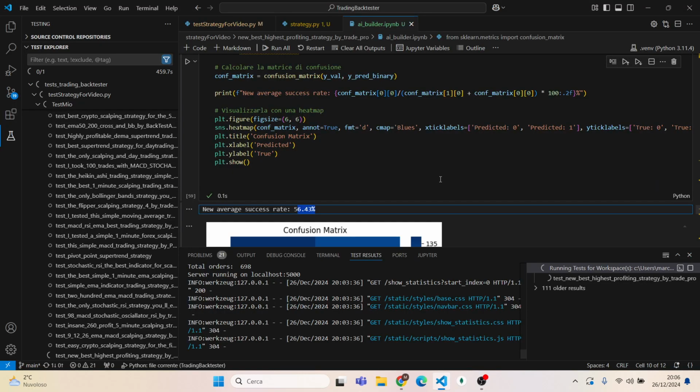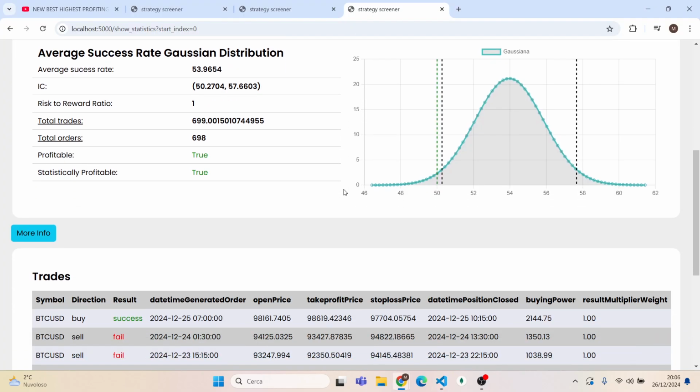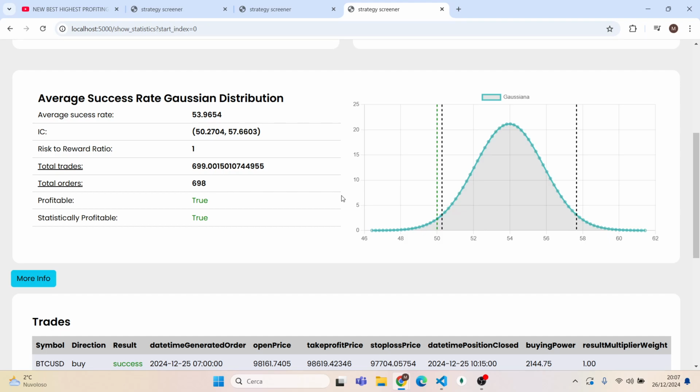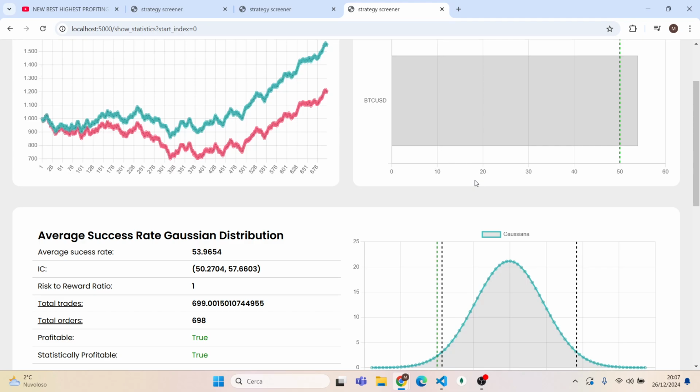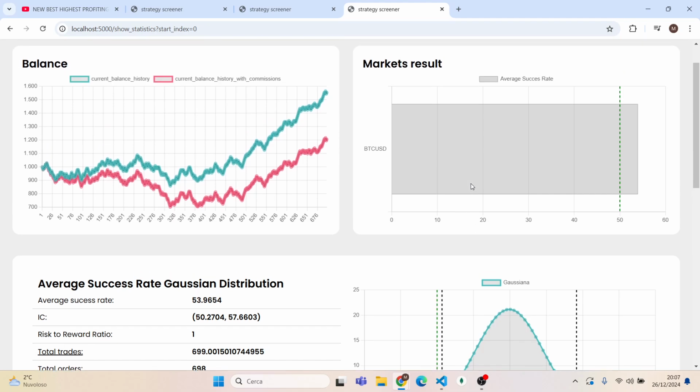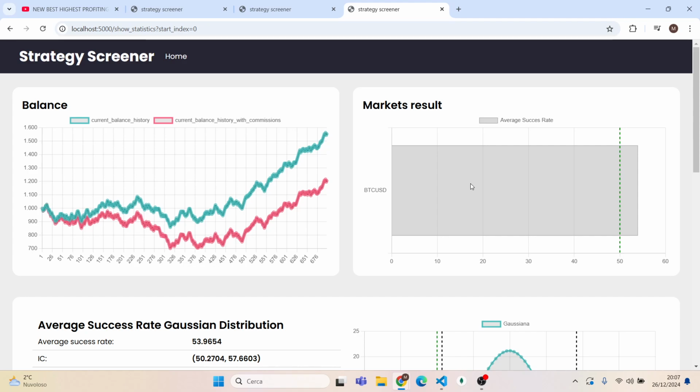As we can see, the real average success rate is this one, because here, and that must be clear, new positions were opened, but these positions could have been discarded if I had added this lock. But anyway, I think for this first try with AI, I'm pretty satisfied. Let me know in the comments what you think.